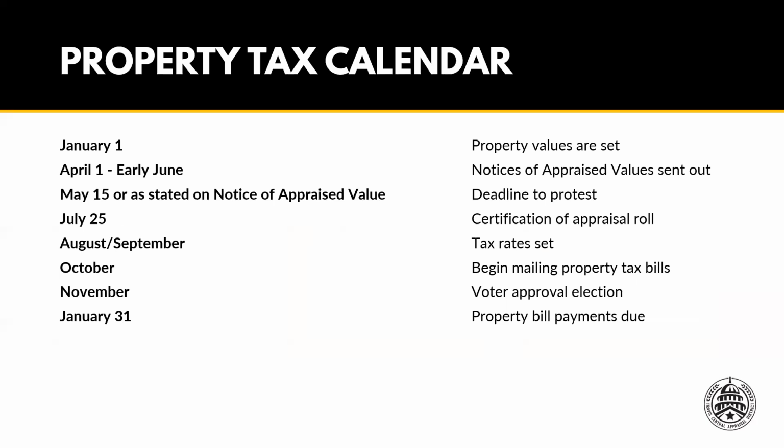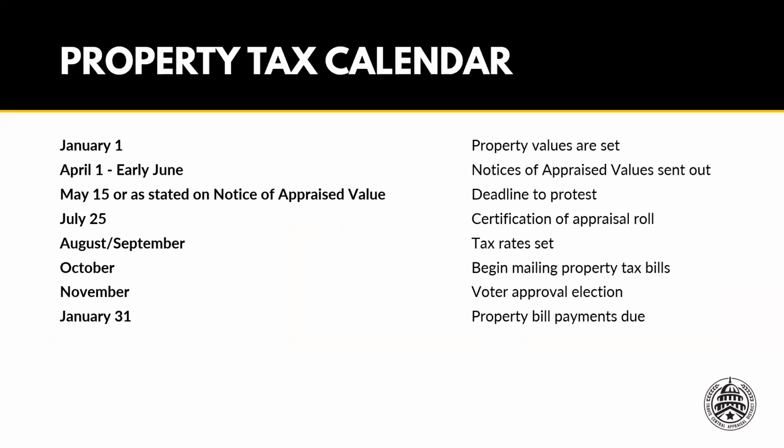The property tax calendar. On January 1st, property values are set as if taking a snapshot of your property on that date. Between April 1st and early June, the notices of appraised values are sent out. May 15th, or as stated on the value notice, is the deadline for you to protest your value.